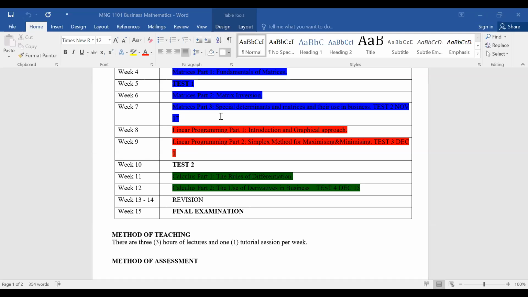Miss, I see you have revision and then final exam. Is there a test 5? No, you're not getting it. This used to be, before, the continuous assessment, there is no such thing. Okay, Miss.